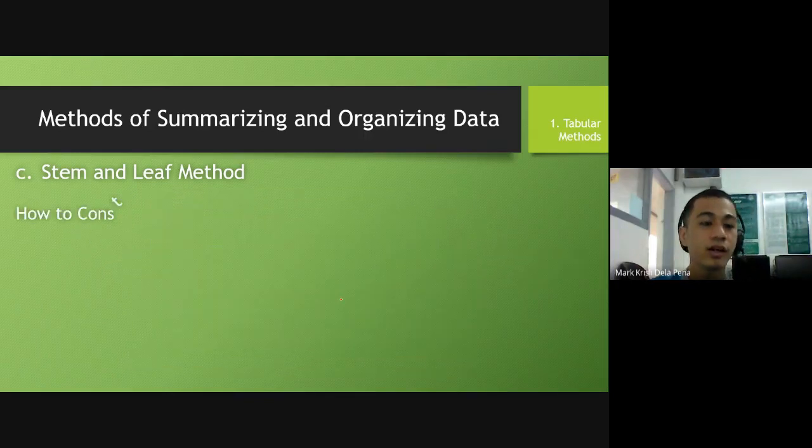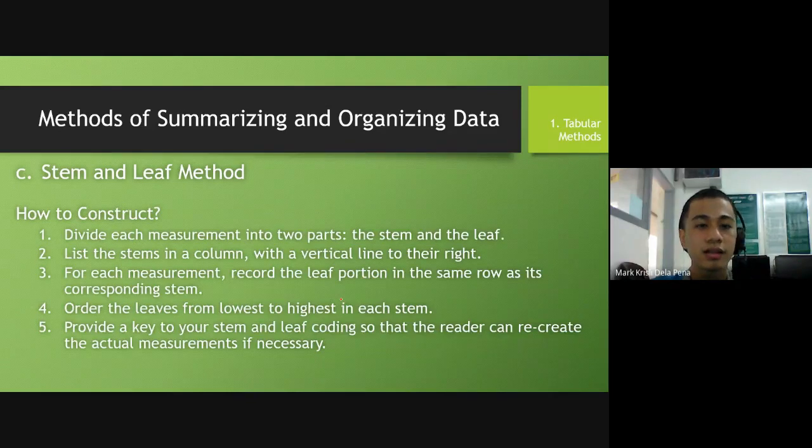So that's it. We have the three different tabular methods: the frequency distribution table, the cumulative frequency distribution, and the stem and leaf. So that would be all for today.